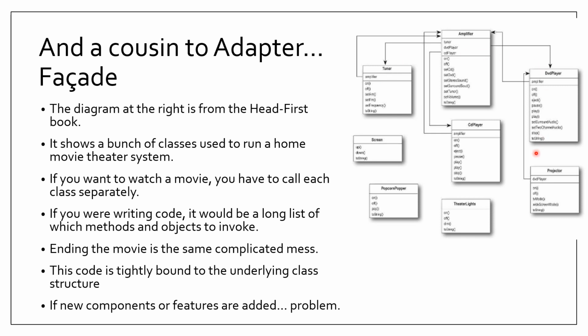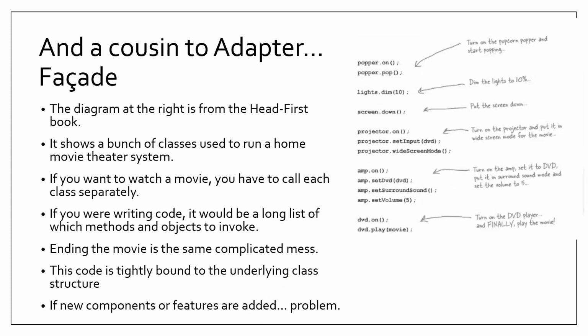What do we want to do? We want to have loose coupling as much as possible. And so it's bad to have some sort of master controller up here that tries to talk to all these things. Here's what that code would look like. We'd have to turn the popcorn popper on, tell it to pop the corn. We'd have to dim the lights, bring the screen down, turn the projector on. So this is a lot of code, and it's tightly bound to everything that we just saw in the previous picture that I've animated over here.